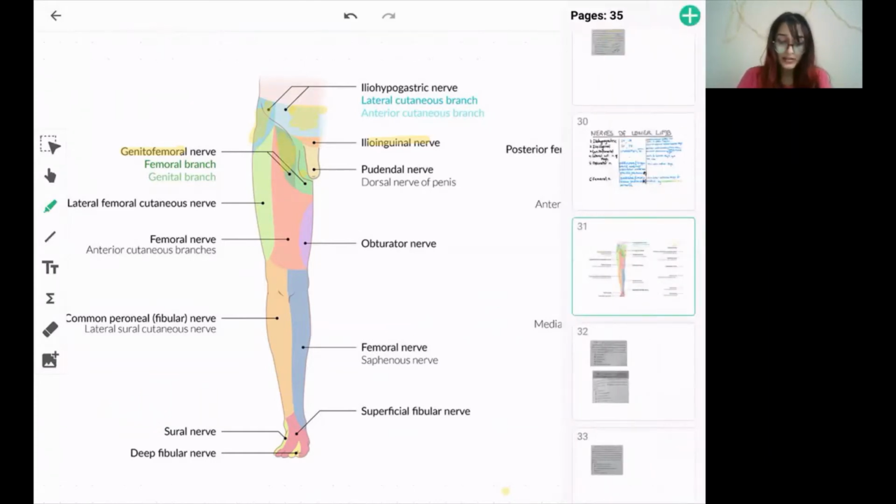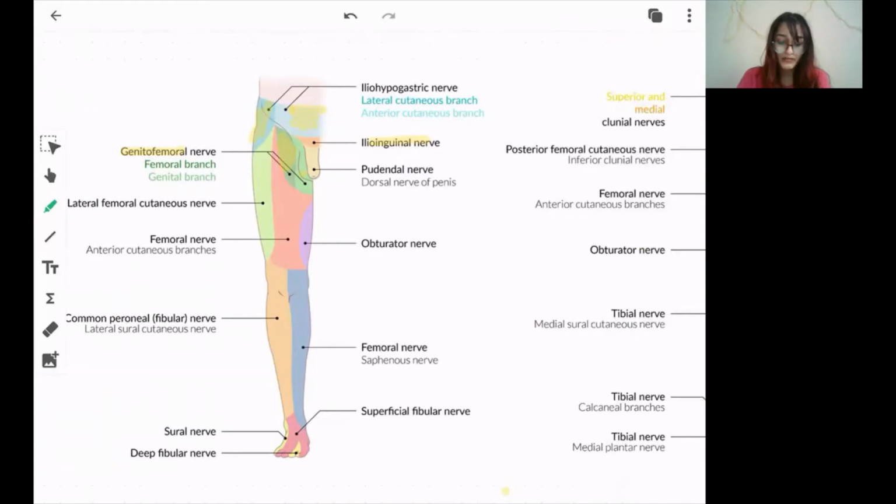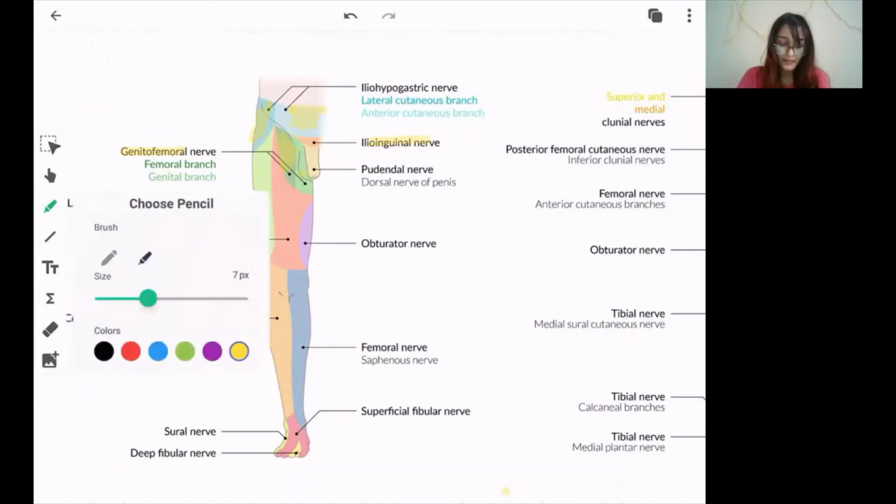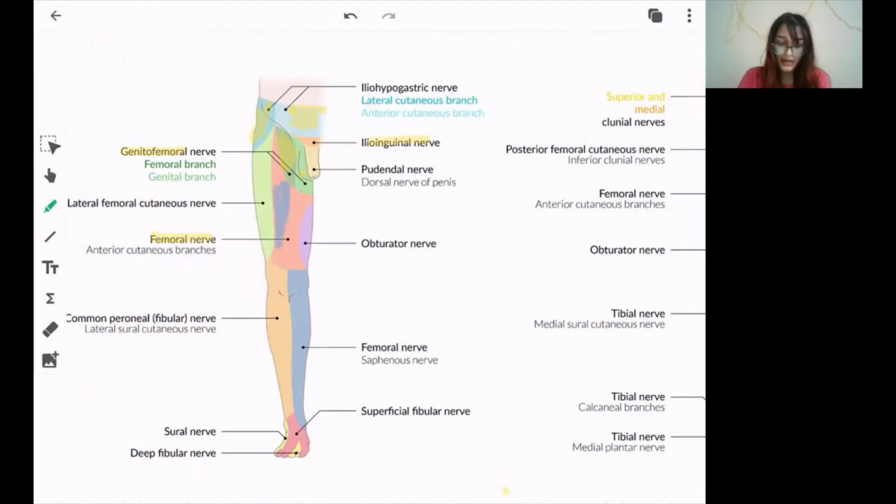And the lateral cutaneous nerve supplies the lateral part of the thigh. The femoral nerve supplies the anterior thigh and also the medial leg. The saphenous nerve, a branch of the femoral nerve, supplies the medial leg. Overall, this whole area is supplied by the femoral nerve. And the obturator nerve supplies the medial part of the thigh.